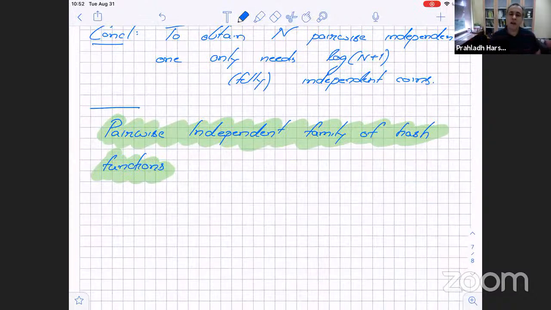Now, what did we have? I wanted n random coins. The question was, we needed n random coins which were pairwise independent, and we showed how to do this.